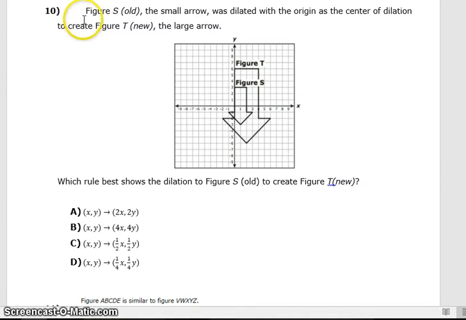Number 10. Figure S, which is old, the small arrow, right here, was dilated with the origin as the center of dilation to create figure T, the new large arrow. Old, new. Which rule best shows the dilation of figure S, the old, to create figure T, the new?